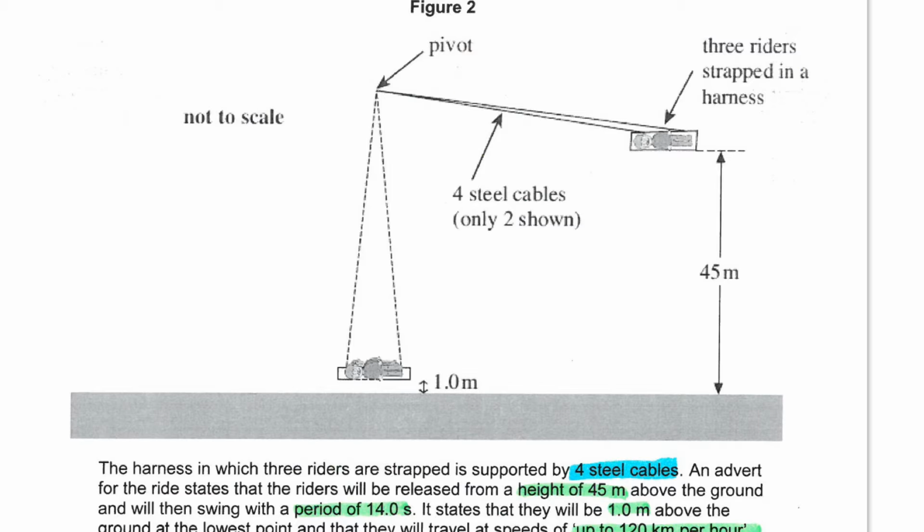An advert for the ride states that the riders will be released from a height of 45 metres, as shown here, and they swing with a period of 14 seconds. At their lowest point, they are 1 metre above the ground, and they travel at speeds up to 120 kilometres per hour.